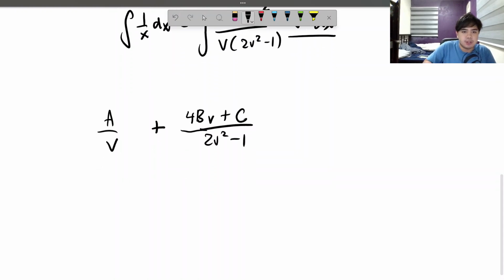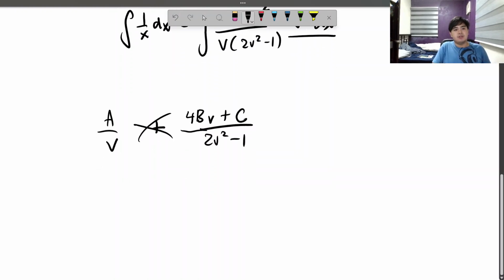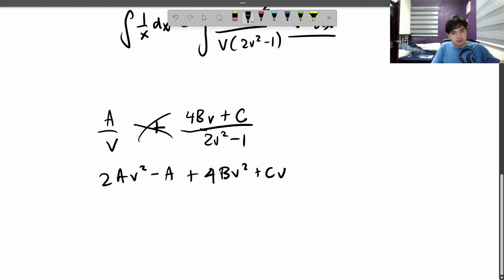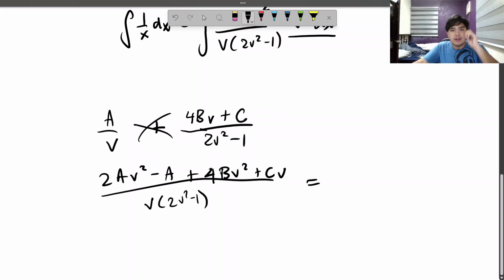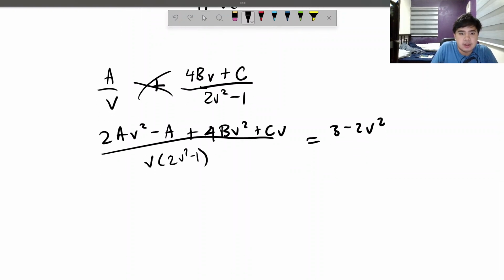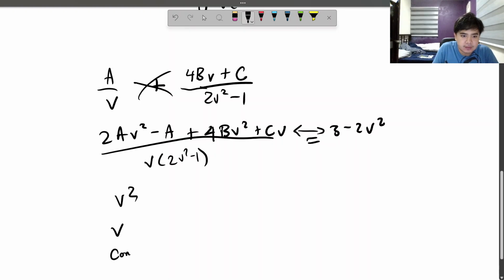So let's cross multiply. This becomes 2av squared minus a plus 4bv squared plus cv, over v times 2v squared minus 1. This is supposed to be 3 minus 2v squared. So this top one right here should match. Let's compile everything with a v squared, a v, and the constant.